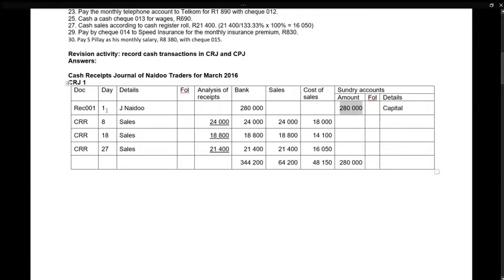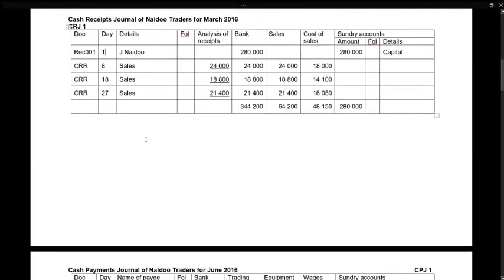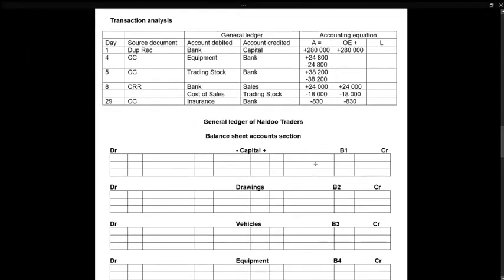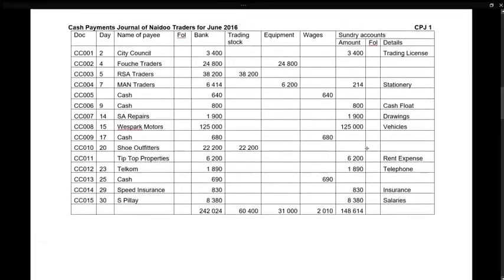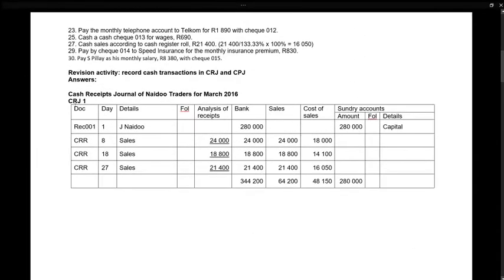280,000 Rand on the 1st. We received this money from the owner, J. Naidoo. Right, so let's go and post that to my capital account. 280,000 Rand. Right, where did I get this information from? From my cash receipt journal. Did they give us a number for the journals? CPJ1 and CRJ1 as well.